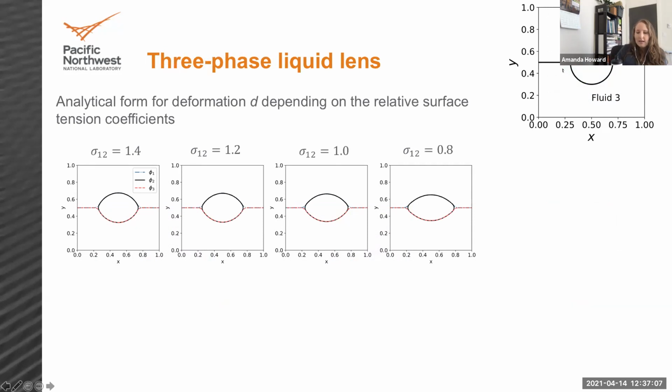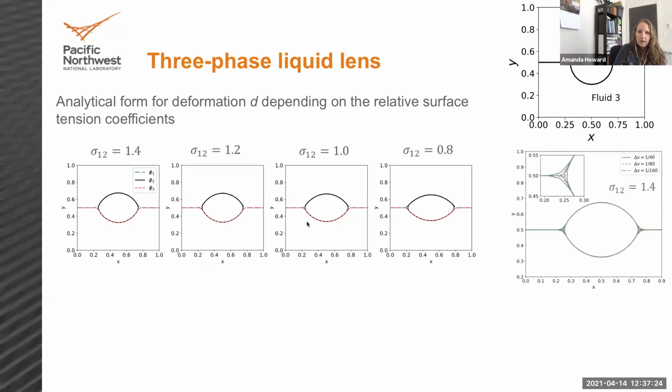And the length that it elongates to will depend on the surface tension between fluid 1 and fluid 2 and fluid 2 and fluid 3, which we will set as equal right now. So depending on the surface tension, as we decrease the surface tension, the drop gets longer. And we can consider first what happens if we increase the resolution. So this is looking at 3 different resolutions with the same surface tension.